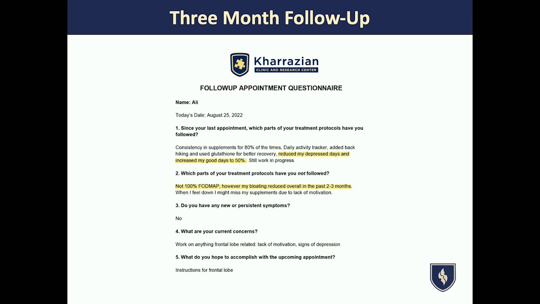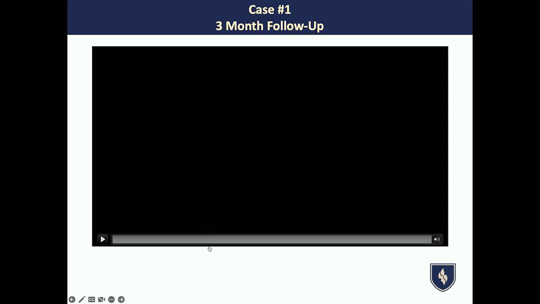And then, do you have any new or persistent symptoms? No. What are your current concerns? Working off frontal lobe, lack of motivation, sense of depression. And then, what do you want to accomplish this appointment? In the structure of frontal lobe. So here's the follow-up on Zoom. Not the whole thing. The whole thing was an hour, but just clips.